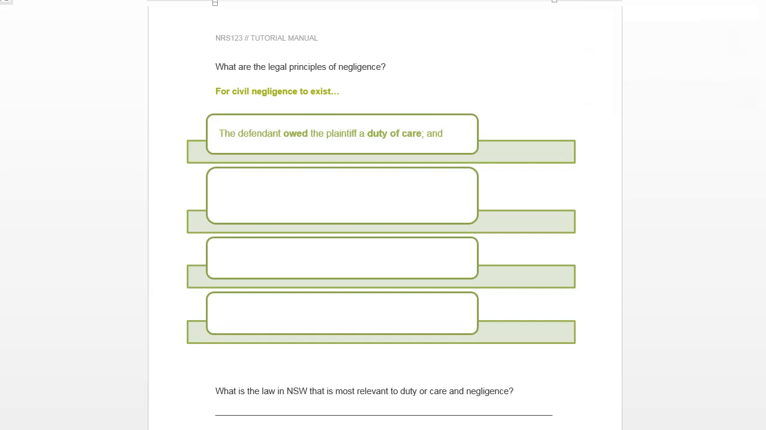So in a negligence case, it's quite clear cut if a nurse is in a hospital or in a health setting working at the time and the patient is under their care, then obviously a duty of care exists.